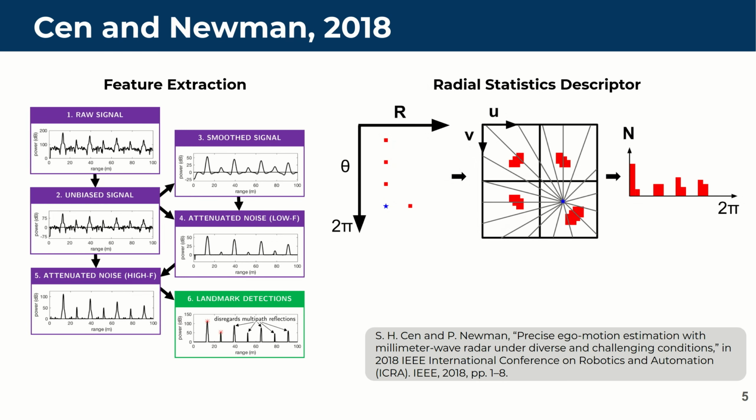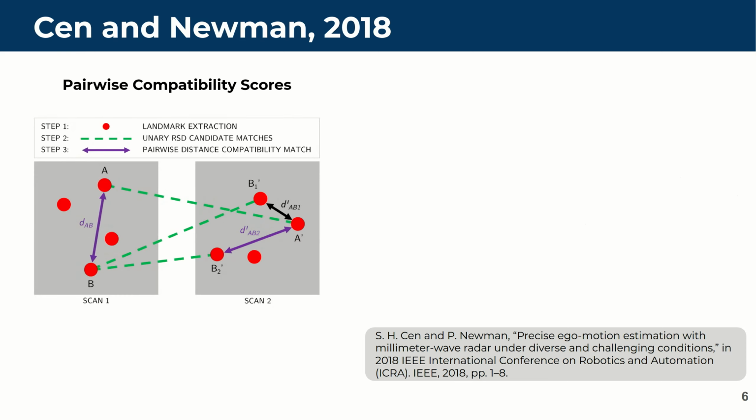The descriptor works by converting the detected feature locations in polar coordinates into a Cartesian grid. This grid is then divided into azimuth slices centered around the target feature, and statistics are calculated for each slice. These statistics are then arranged to form a histogram, which forms the final descriptor. In order to remove outliers, they use graph matching.